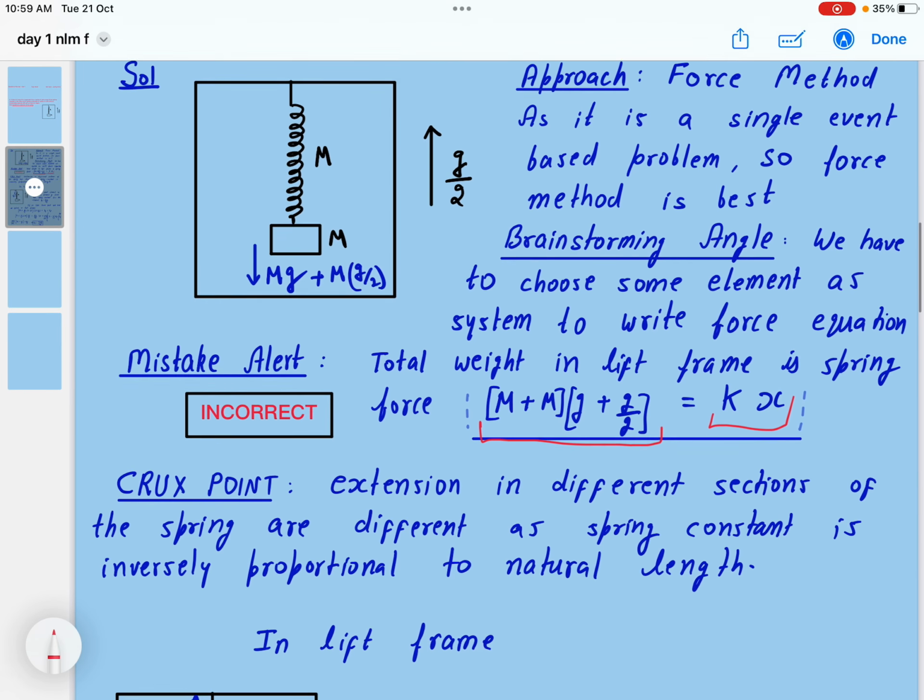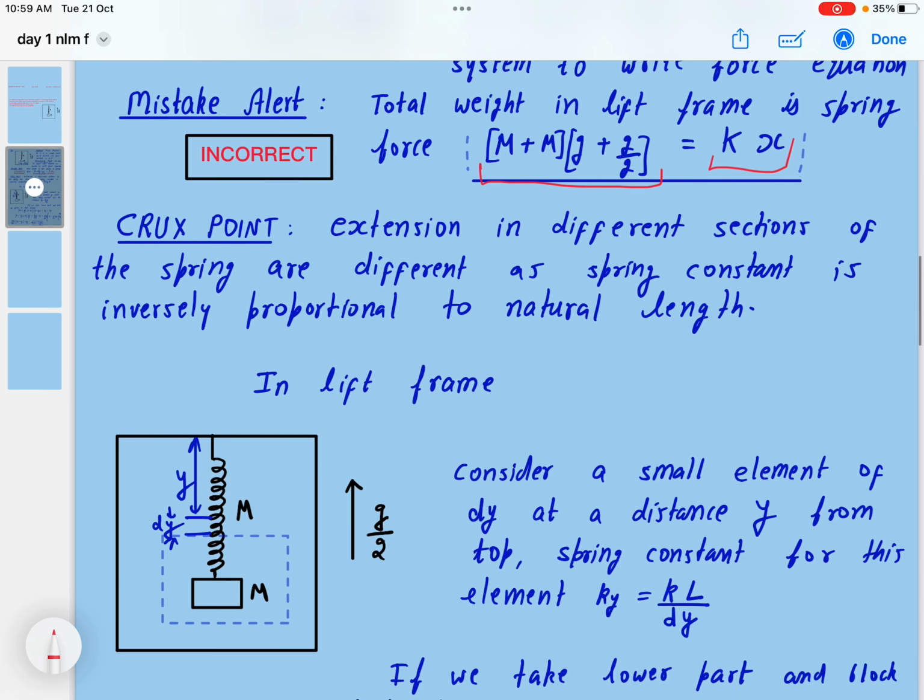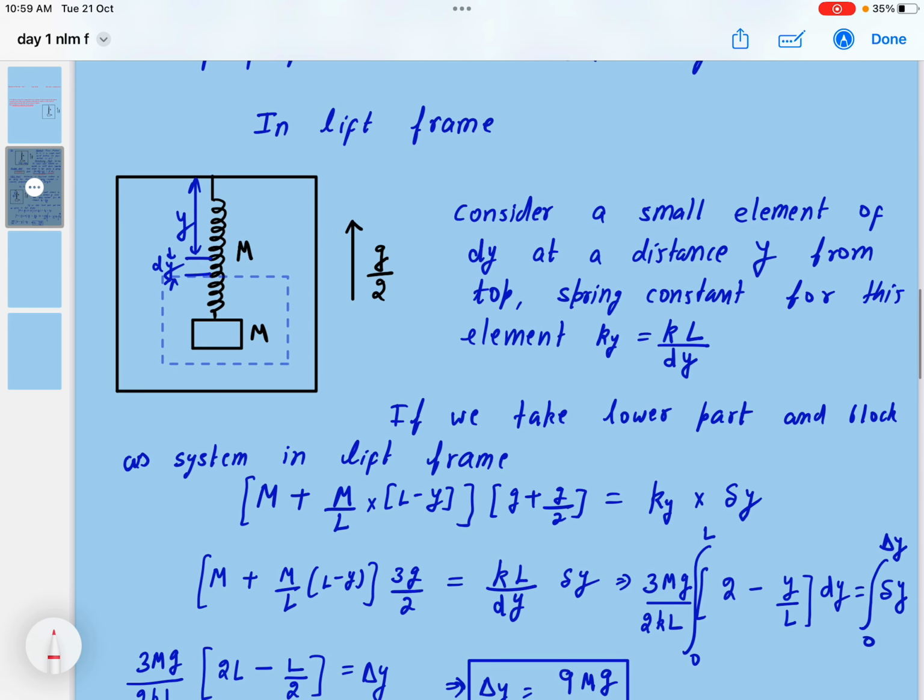So let's see the working part of it, the correct working part. Okay, so in the lift frame, I am choosing this system. I have taken, at any distance y from the top, a small section of the spring, right? And below it, the remaining part I have taken as the element to write the force equation. So I will write the force equation of this section in the box.